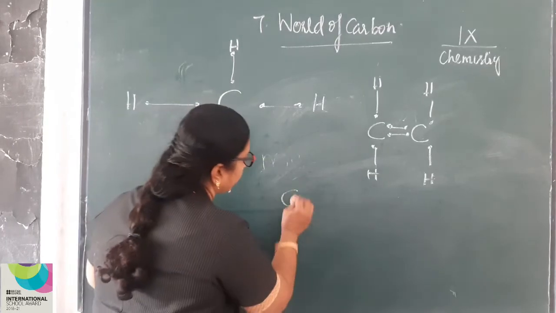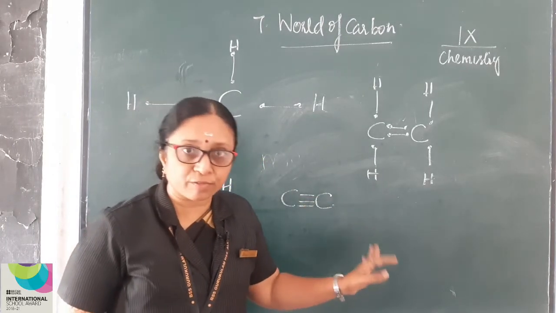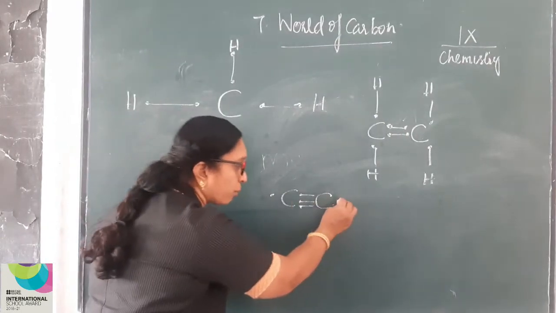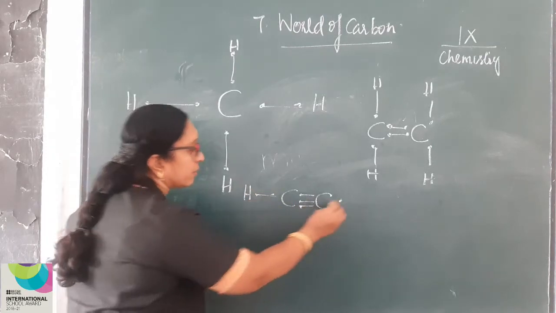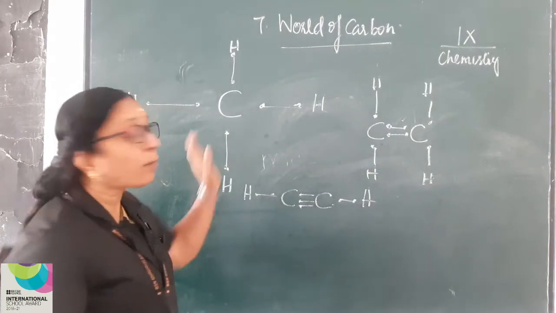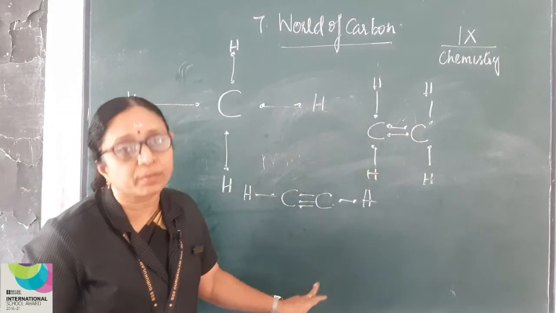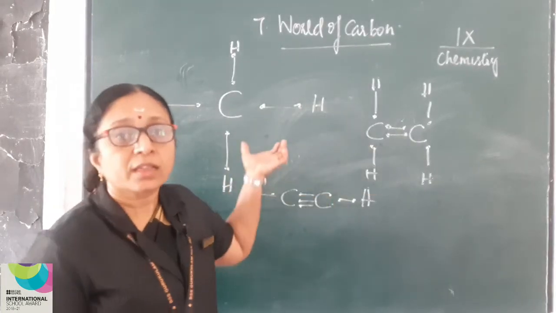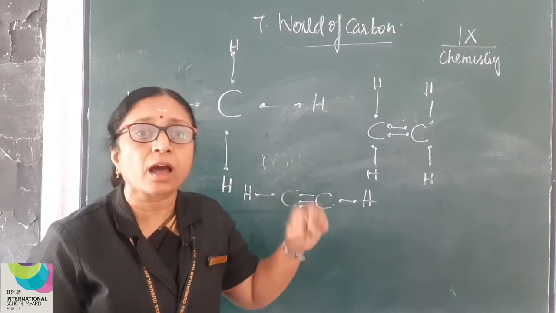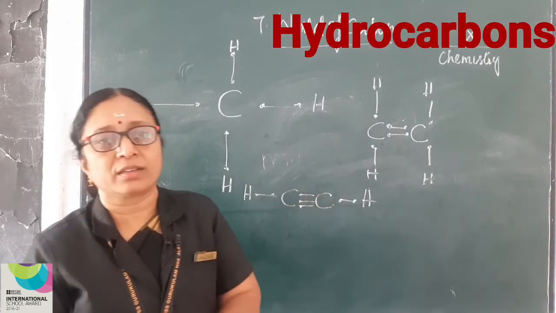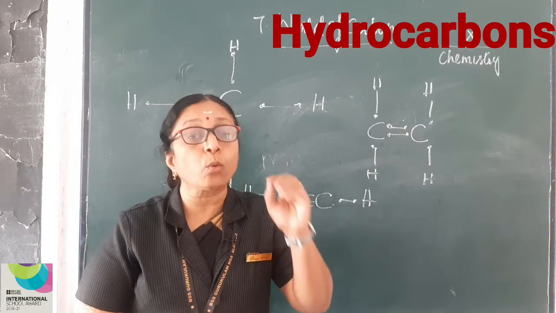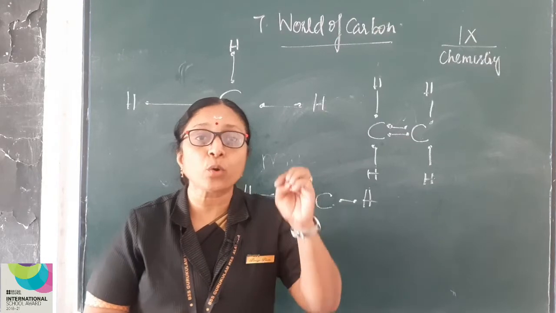How about triple bonds? The valency of carbon is 4. 3 electrons are already used here to form bonds. One more electron is left out for both the carbons. So only one hydrogen combines here. So carbon forms a triple bonded compound also. So these are all compounds of carbon with single bond, double bond and triple bond. Because of these bonds, carbon can form many compounds, and those compounds which contain only carbon and hydrogen are called hydrocarbons. What are hydrocarbons? The compounds which contain only carbon and hydrogen are called hydrocarbons.